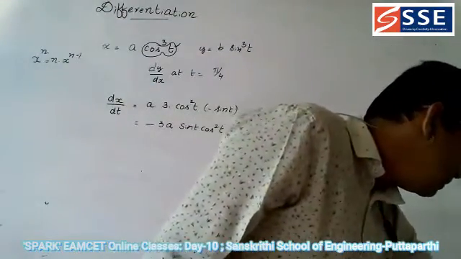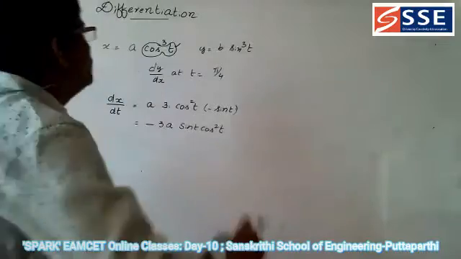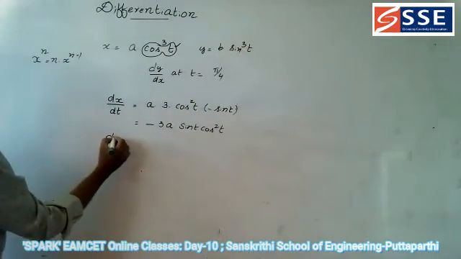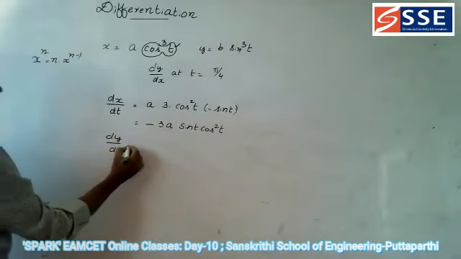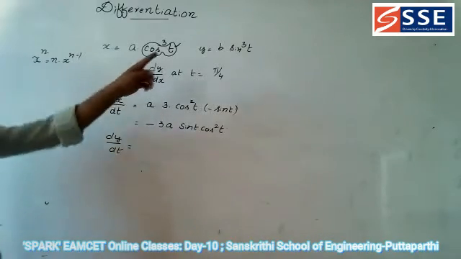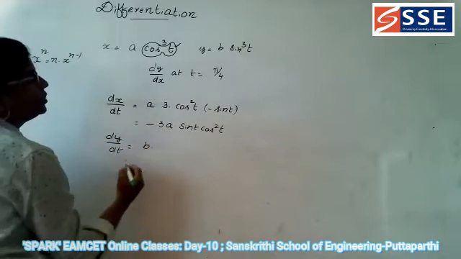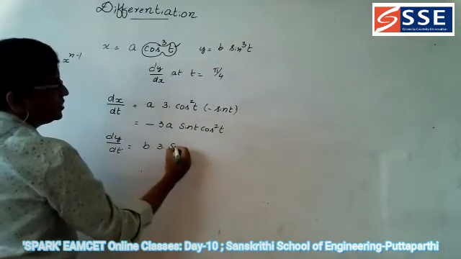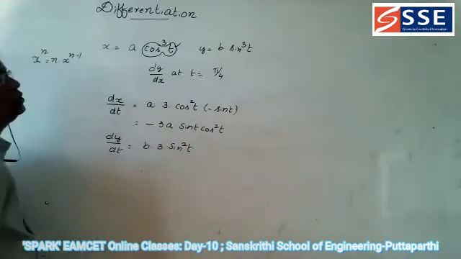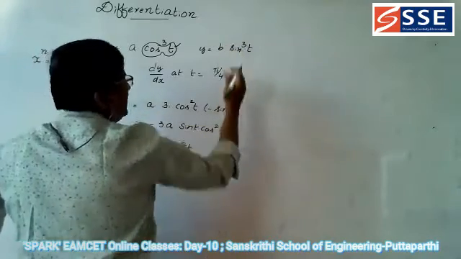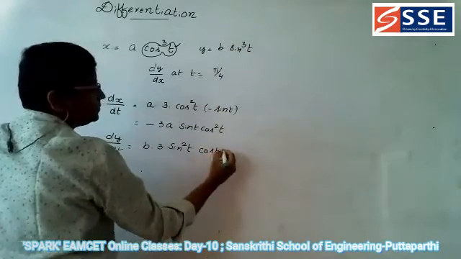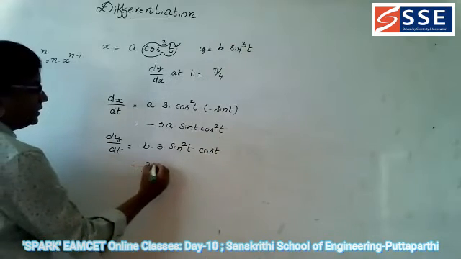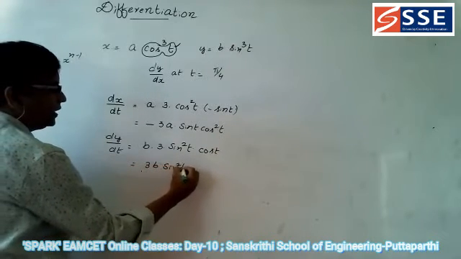Okay, and now we can go for one more. y, with respect to t only, we will differentiate it. dy by dt is equal to what? b is constant, the power comes down: 3b sin square t into, again, sin t differentiation, which is cos t. The answer is 3b sin square t cos t.